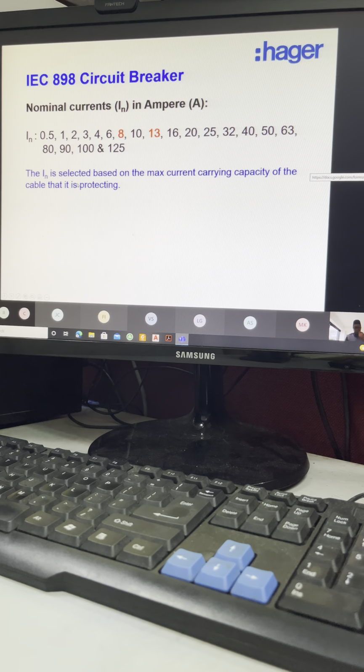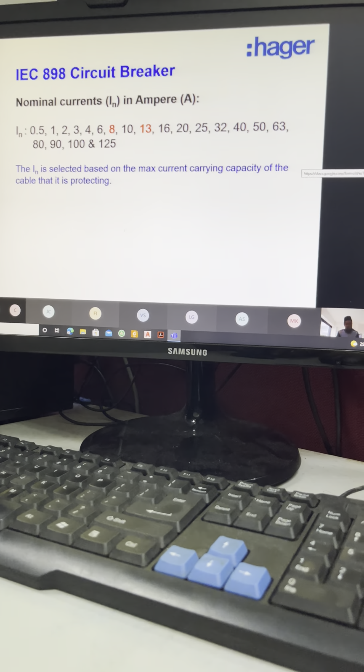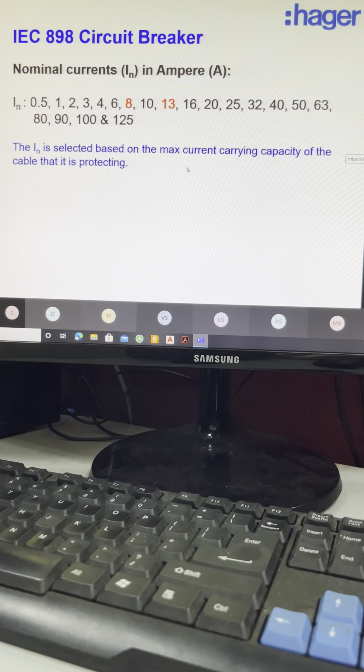So the IN is selected based on the cable that you are going to protect. If the cable is, for example, 1.5 square mm, then your breaker should not exceed 10 amps. If your cable is 2.5, then your breaker should not exceed 20 amps. So this is very, very important for you to know your cable current capacity and your breaker nominal current, to make sure you are protecting the cable.